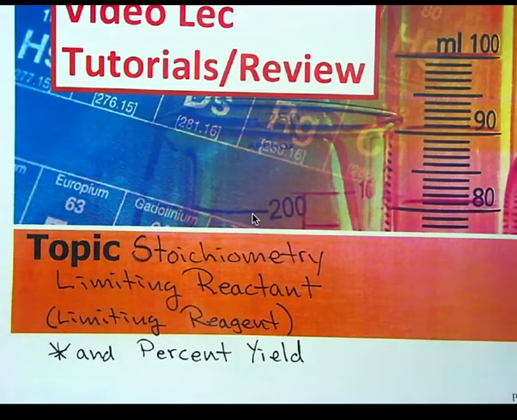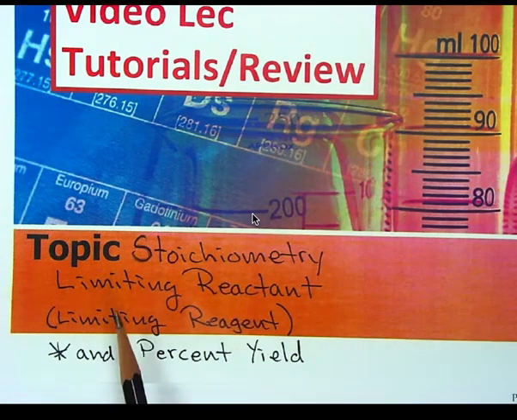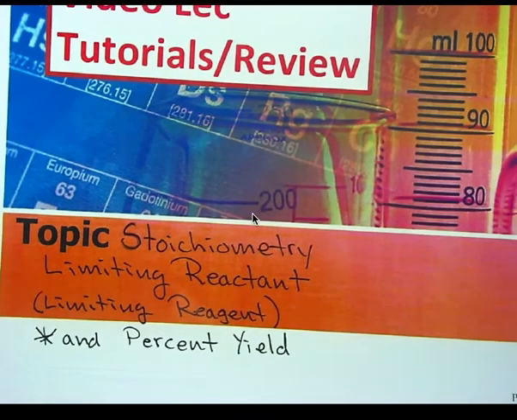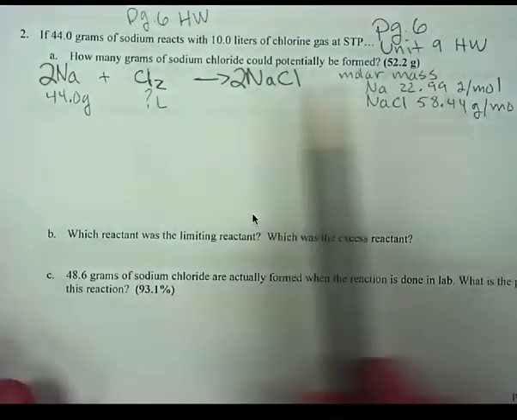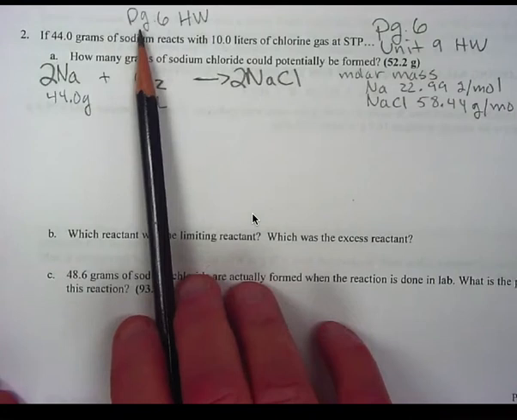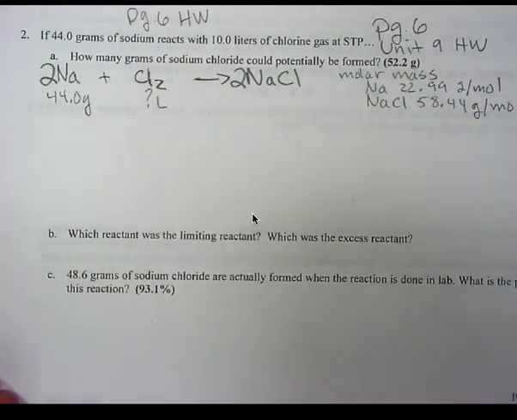This is another video lecture tutorial. The topic of this tutorial is a stoichiometry problem, which is limiting reagent, also called limiting reactant. And it also has a question about percent yield in the same problem. The calculation I'll be working out for you is found on page 6 of your homework packet for Unit 9.